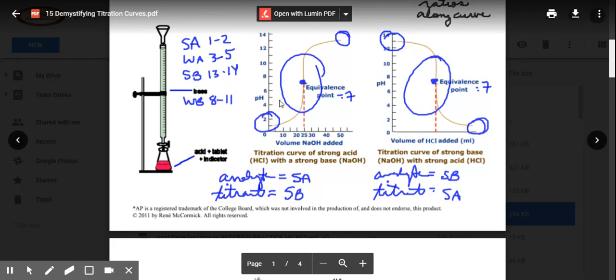My midpoint is located at half the volume of my equivalence point. So you see how my equivalence point volume here is 25.